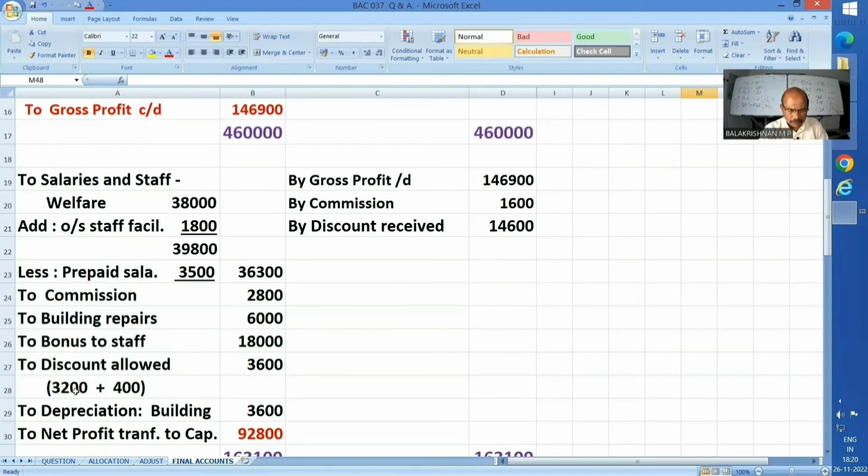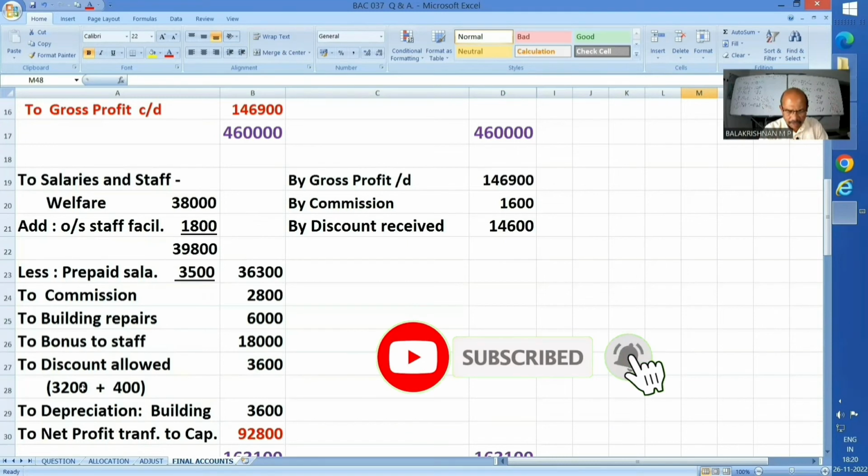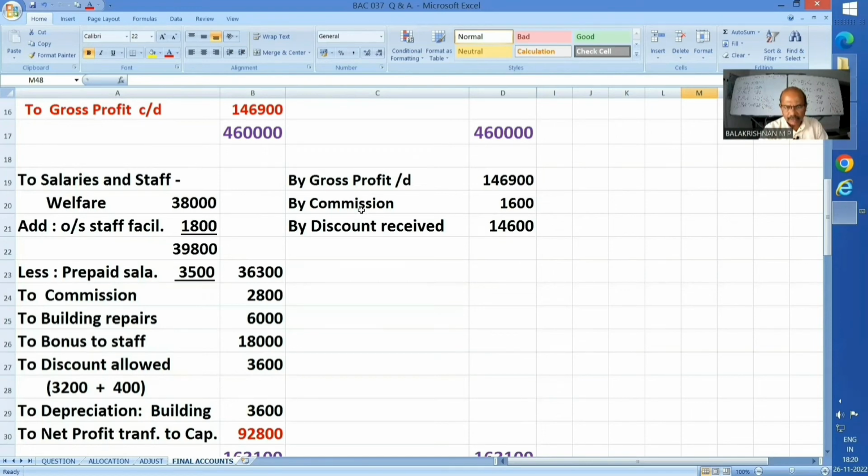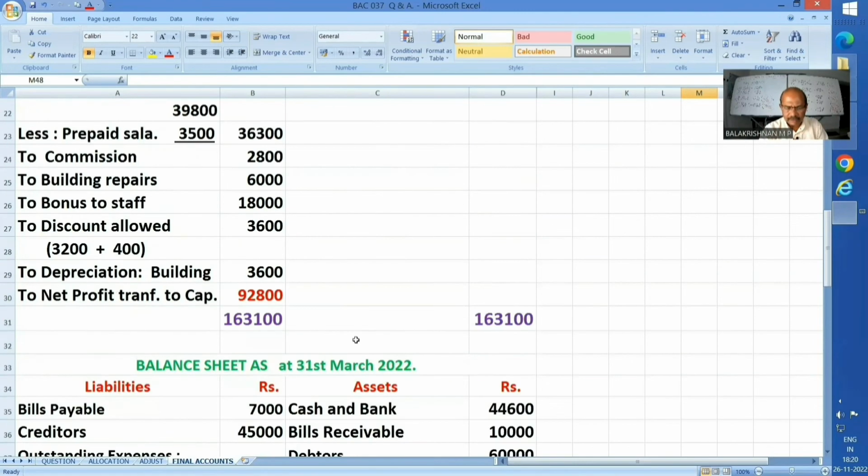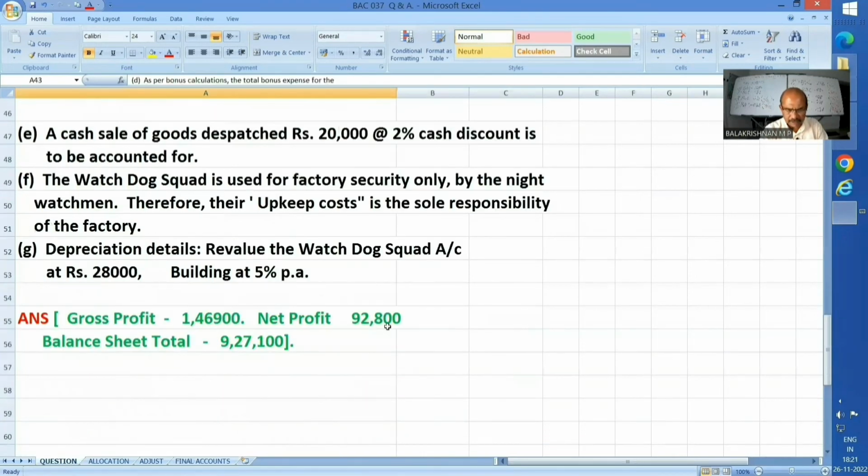Discount allowed: 3,200 is given in the trial balance, plus 400 in connection with the adjustment. Depreciation on building already explained. Commission and discount received as it is. That being the case, if we balance this profit and loss account, we will get a net profit to be transferred to the capital account of 92,800, and let us check it. Yes, it's correct. Next one.